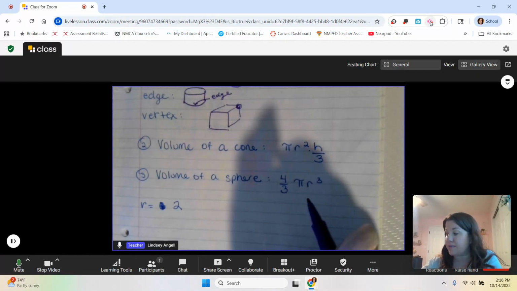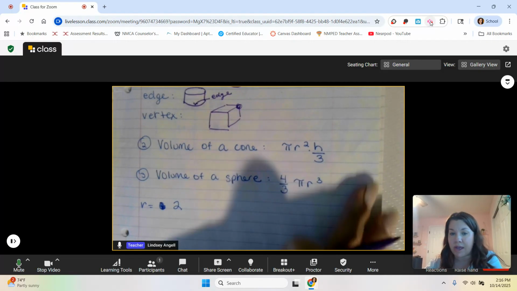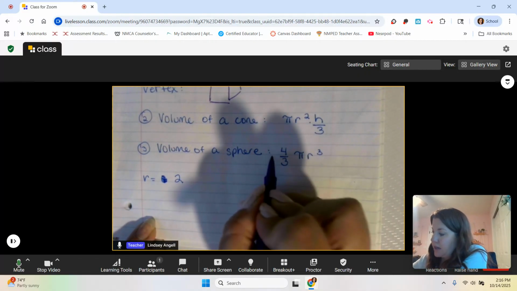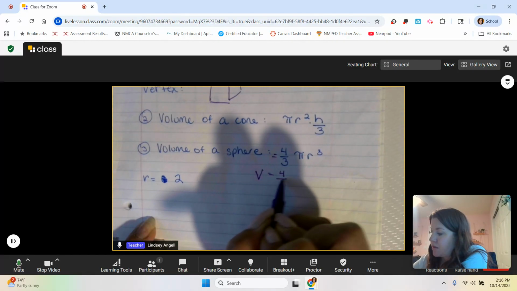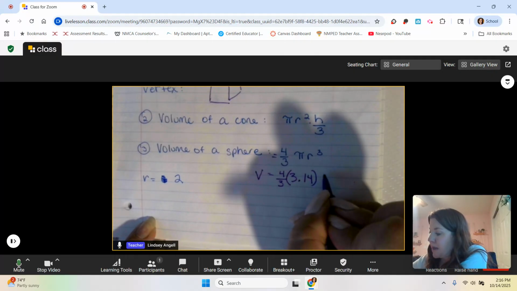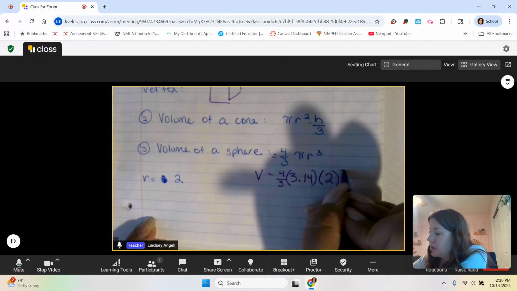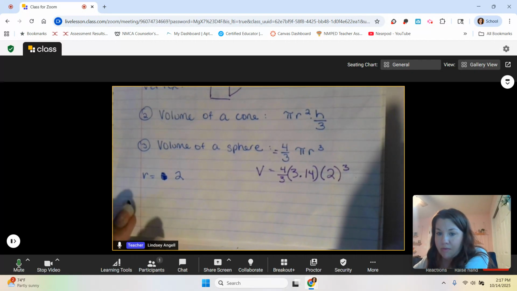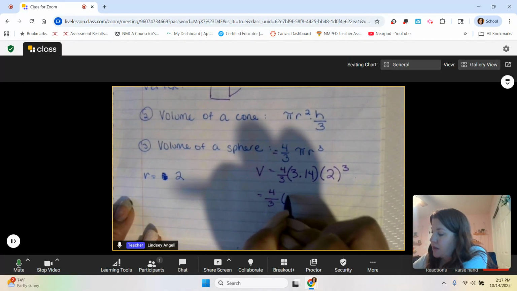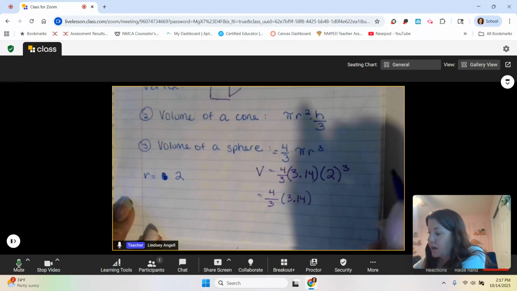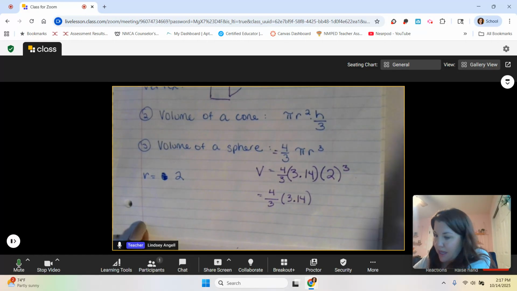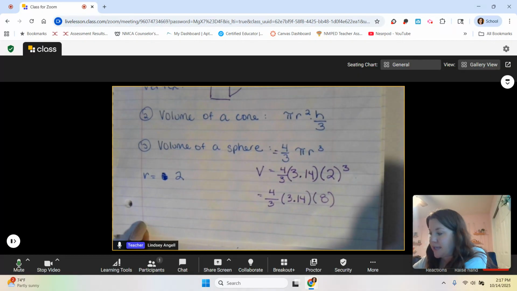And then for the volume of a sphere, for number 3, you're actually going to be solving it. So I'm going to do an example problem with this formula. For the volume, we have 4/3 times pi, which we'll use 3.14 as pi, times the radius cubed. You have to be careful with that. That's 2 times 2 times 2. So let me rewrite that: 4/3 times 3.14, and then 2 times 2 is 4, and times 2 again is 8. So this would be times 8.